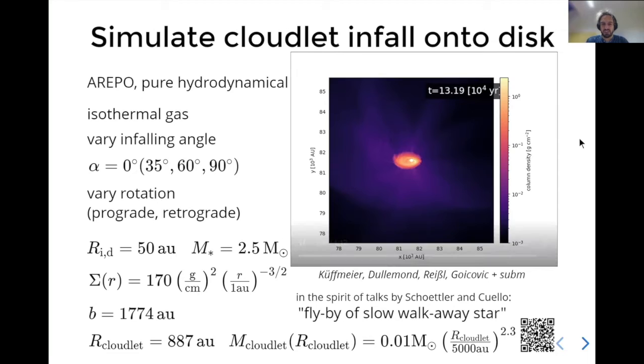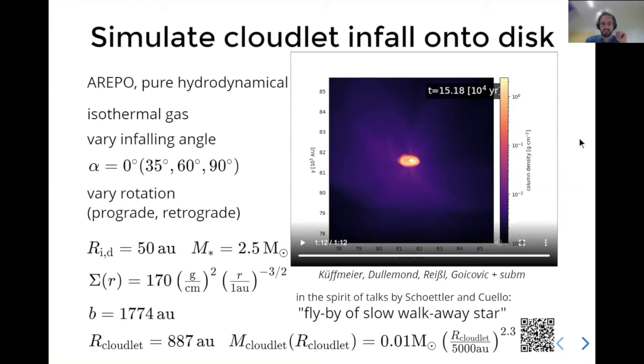I won't go into detail about them, but let me just emphasize: the stellar mass that we assume is 2.5 solar masses, and the infalling mass is about 10 to the minus 4 solar masses.